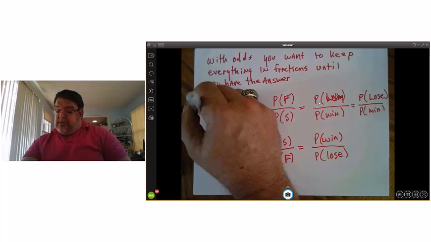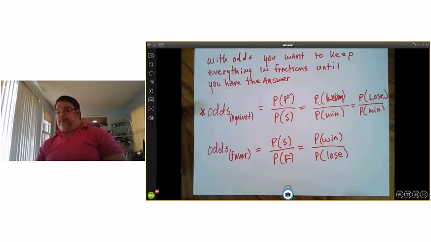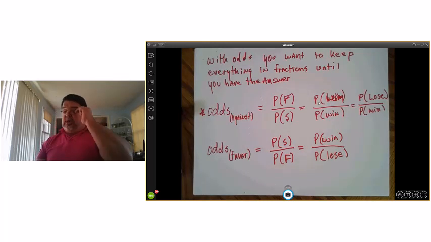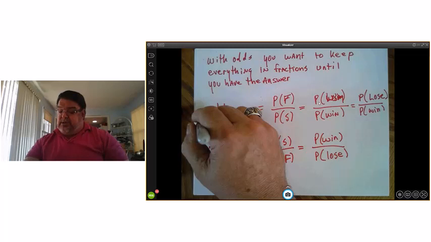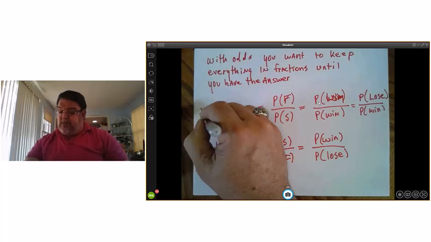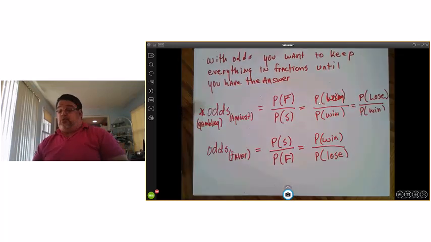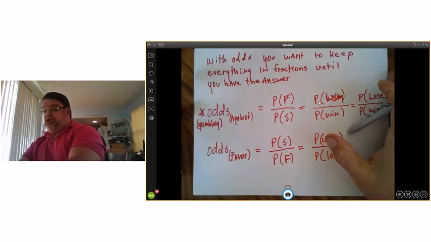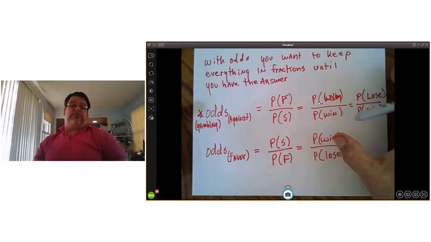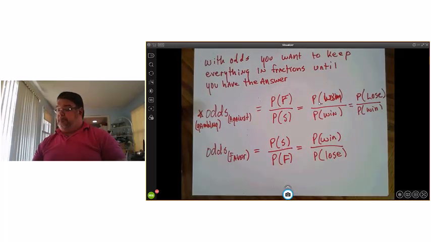Now, the reason that odds against is the one that's most tested, or most used, is because odds against is used with gambling. That's what all the casinos use to decide how much money you win on a bet, or a horse track where you bet on the horses. So let's do an example.